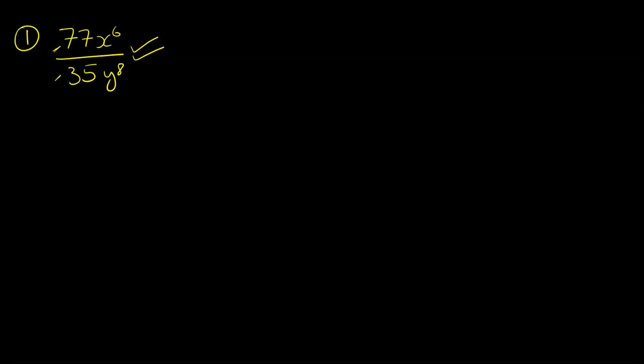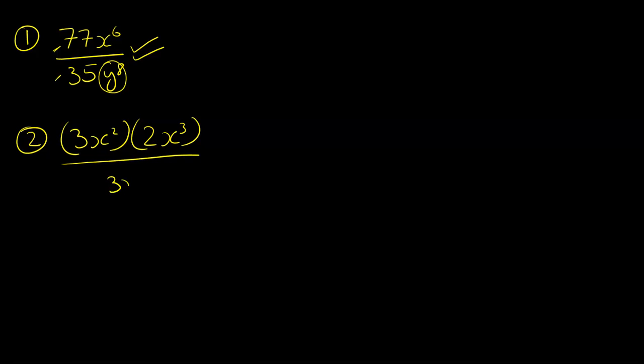Generally in your exams there might be some problem like this, but if there is, just keep it in mind. Don't mix up these two variables. They are different. One is x, one is y. Okay, and let's take a look at number 2. We have 3x square in parenthesis, then we have times 2x cube in parenthesis over 3x to the power of 4. Now how do we solve it? First we have to solve the numerator always.